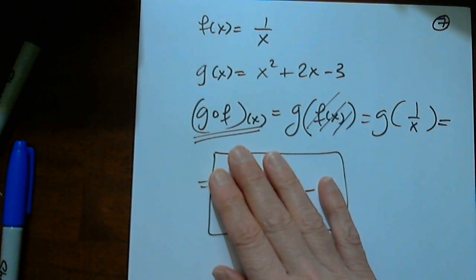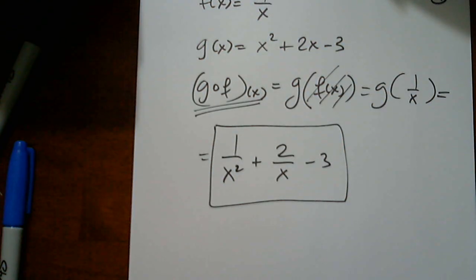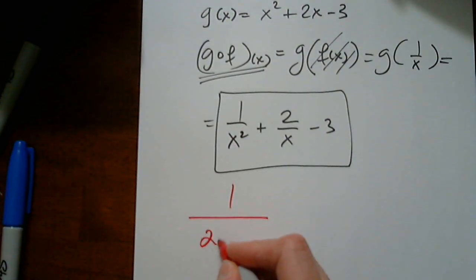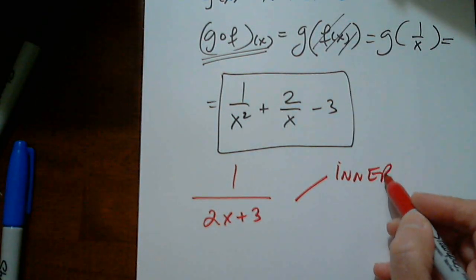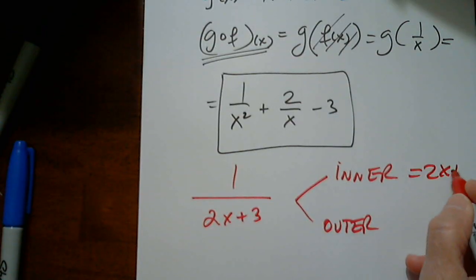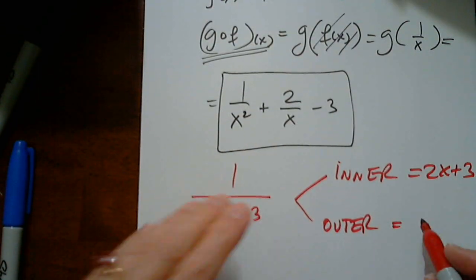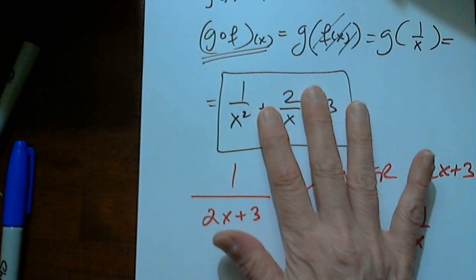I'm not going to ask you to decompose this because this is not the point. The point is to be able to decompose this. Can anyone give us the inner for this and the outer? The inner will be 2x plus 3. And then the outer will be 1 over x. That's it. Thank you so much. This is it. No one will ask you to decompose this. There is no need for this.